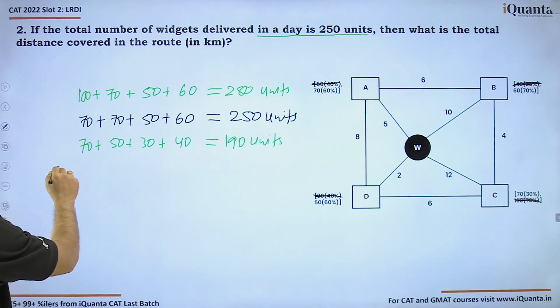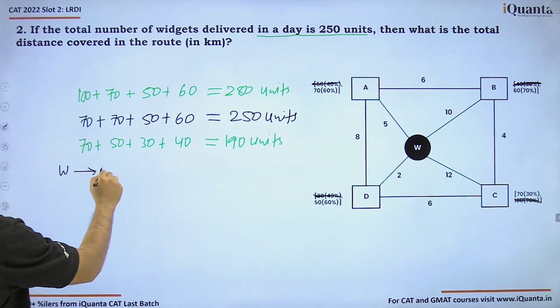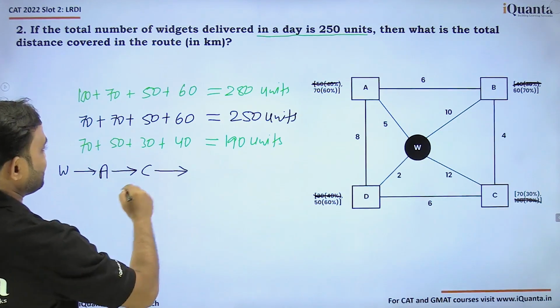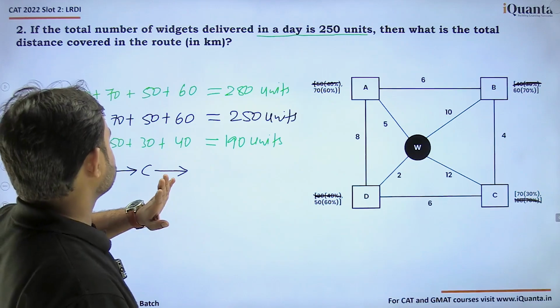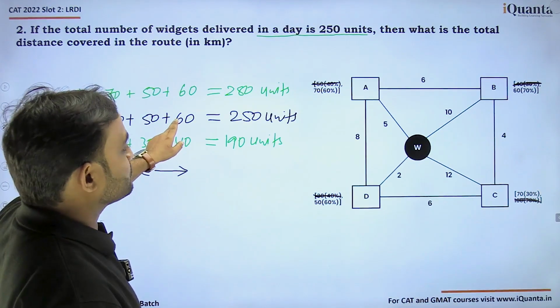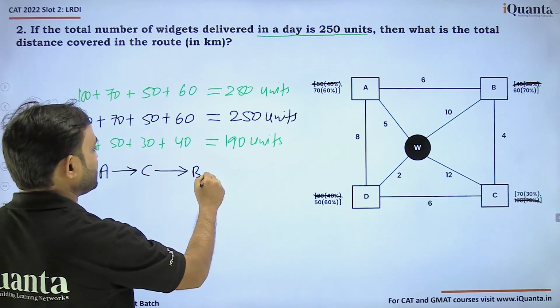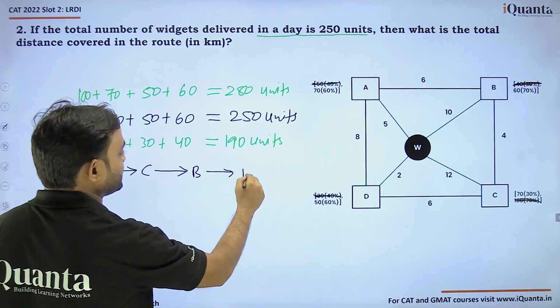So, we are going to start from W. We are going to go to A. Then we are going to go to C. And then we are left with 50 and 60. So, first we are going to go maximum demand, which is B. So, we are going to B, and then at the end we are going to D.